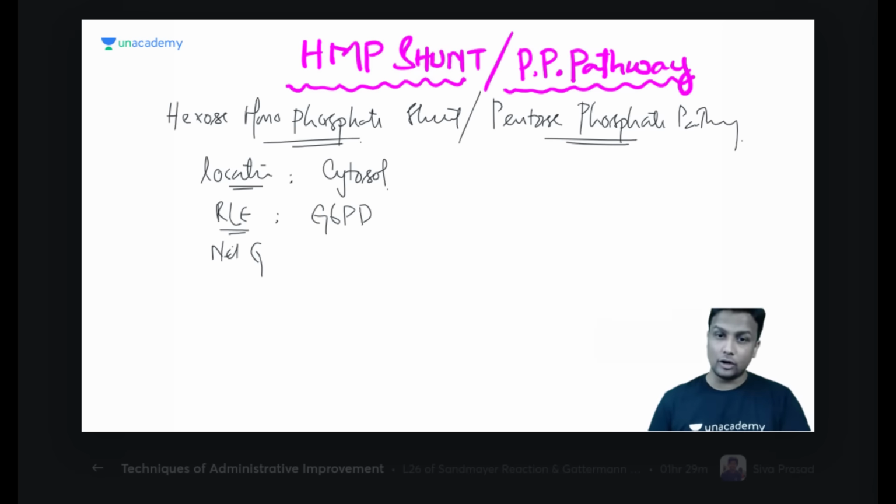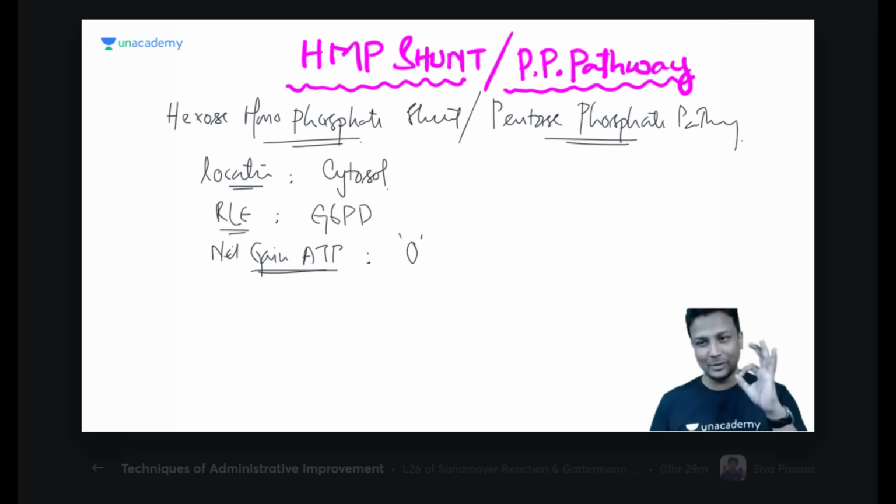After that, what is the net gain of ATP? It has already been asked in the exam. Remember, there will be no ATP produced here. Zero. Remember, zero. So for the HMP shunt, the location is the cytosol, the rate limiting enzyme is G6PD, and the net gain of ATP is zero.